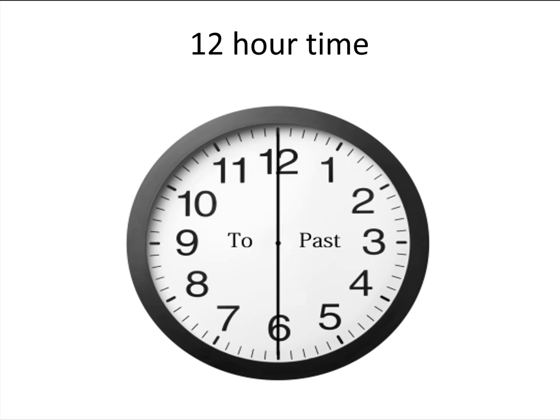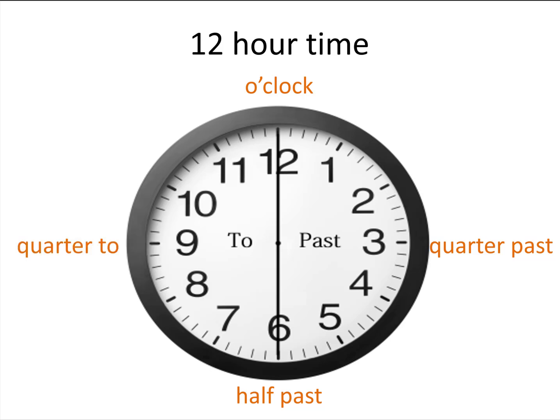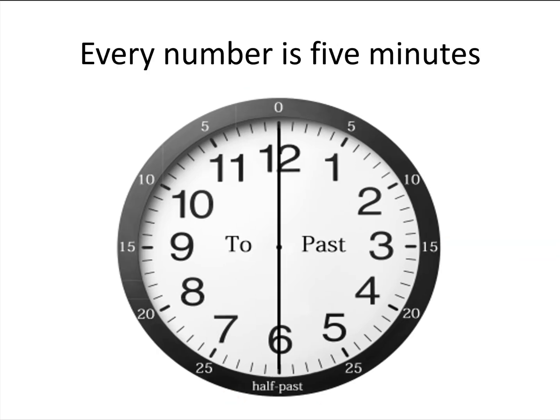So here's a standard clock, a 12-hour clock, and the 12-hour clock has two hands, the large or minute hand and the smaller or hour hand. So the long hand, the minute hand, when it points to the 12, it is something o'clock. When it points to the 6, it's half past the hour. When it points to the 3, it's quarter past. When it points to the 9, it's quarter to. Every number is worth 5 minutes.